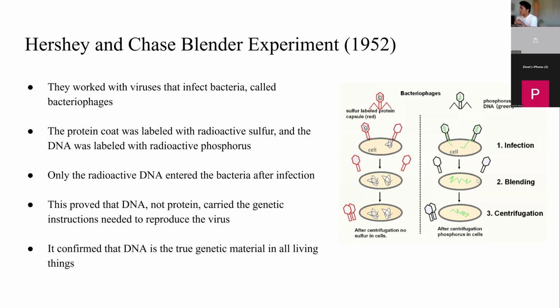Whereas when they allowed the bacteriophage to infect with traced phosphorus, after centrifugation, so we spin it really, really fast, we picked up phosphorus within the cells. And this was definite evidence that DNA was what was transmitting the cell's information.